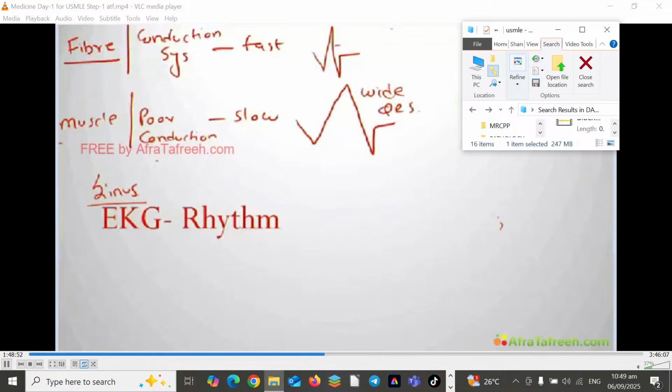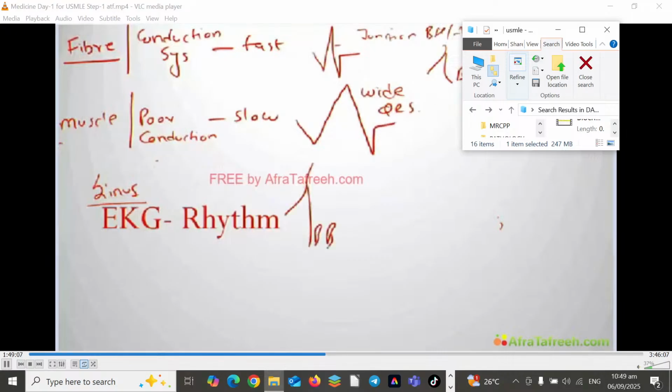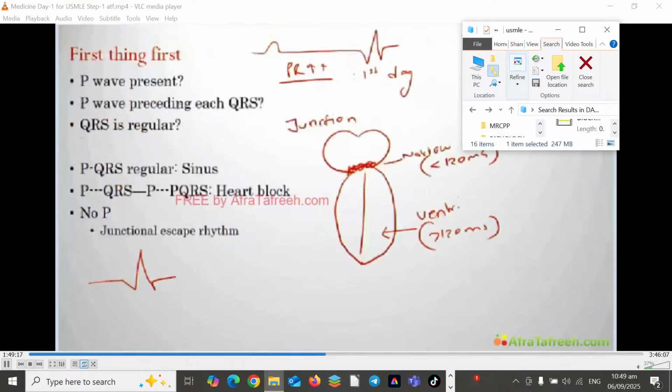So if it is from the junction, when you talk about the junction, you are talking about the bundle of His or the AV node. It will still be through the bundle branch that the electricity flows to the ventricle. So it would be a narrow complex, and it would be a wide complex QRS if it is through the muscle. Is this point clear? Kolkata?